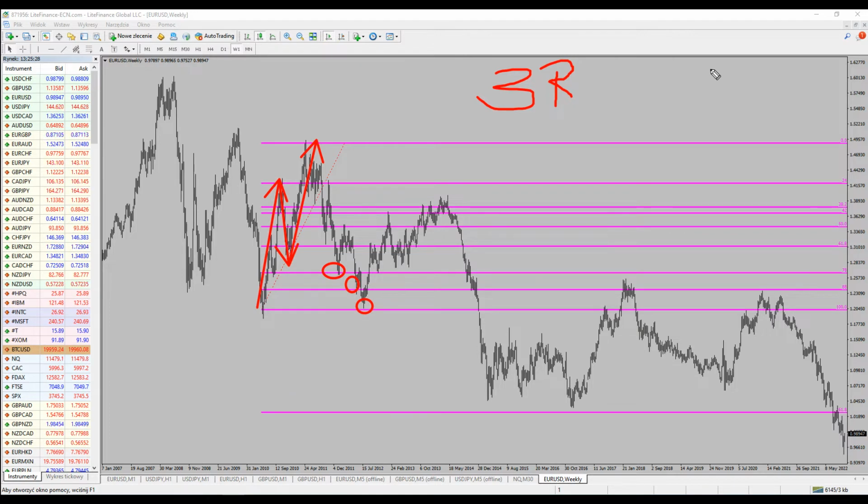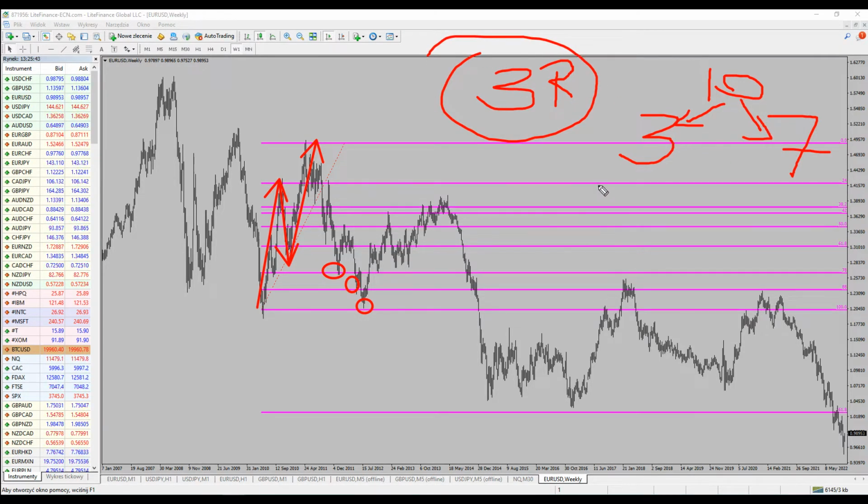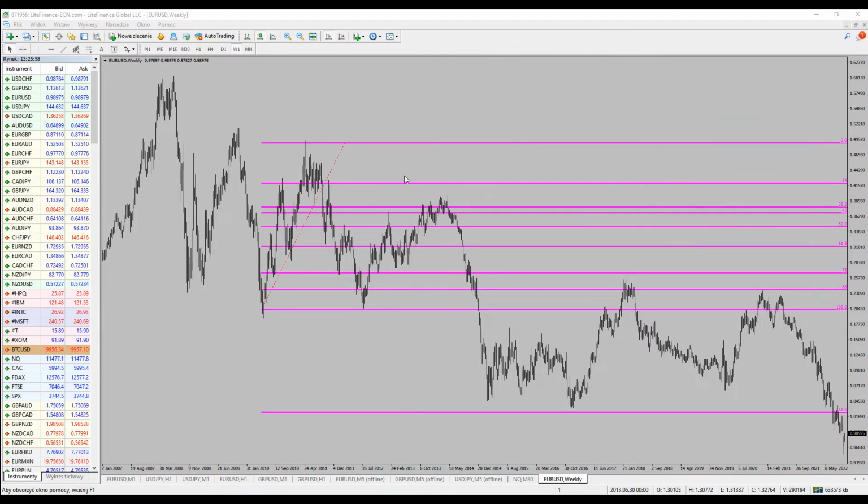Why? Because out of 10 trades, if I'm only positive three times, seven times I'm losing, right? With 3R, meaning that risking 10, I'm down 70, but if I'm risking 10, I'm targeting 30, so three times 30 giving me 90. I'm still in the money, guys, all right? I'm still in the money.